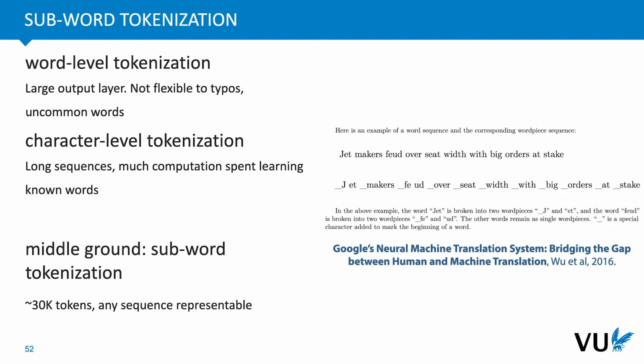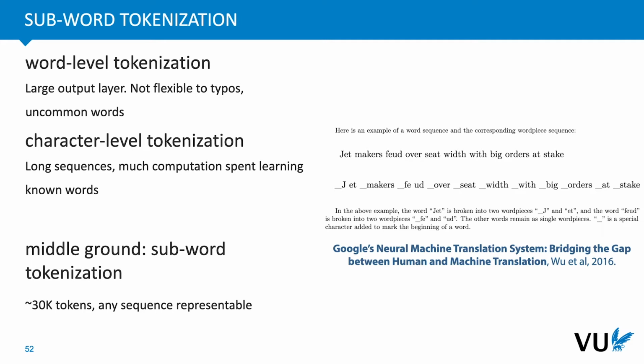Instead, we can do character level tokenization. That allows us to represent any word we encounter. But the problem then is that we end up with very long sequences and we spend a lot of computation learning known words or sequences of tokens for which we know that they form a unit already. So there's really not much point in learning this from the data.